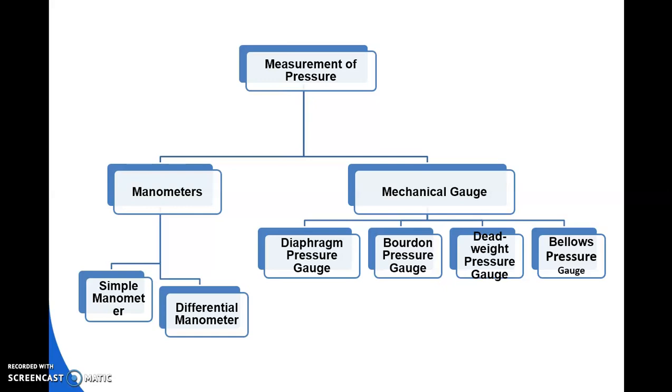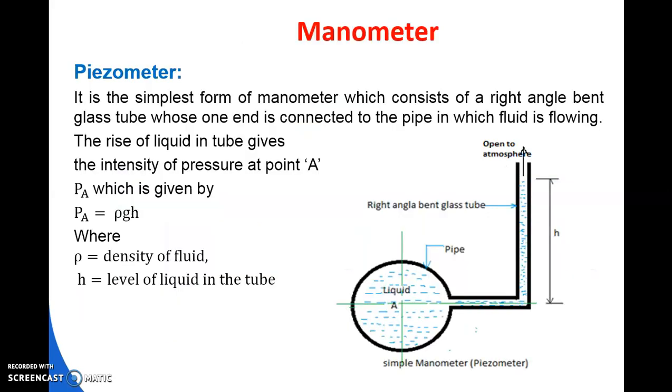Another is the differential manometer. Differential manometer is of two types. One is the U-tube manometer, another is the inverted U-tube manometer. The mechanical gauges are further subdivided into diaphragm pressure gauge, bourdon tube pressure gauge, dead weight pressure gauge and bellows pressure gauge. Now let's study the manometers. Let's come to the first part of simple manometer, that is the piezometer.